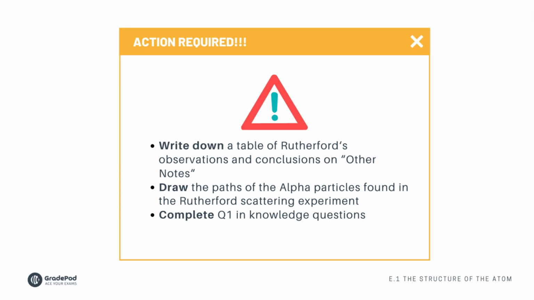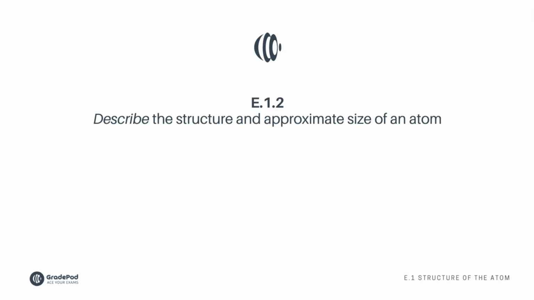Next, go to the common diagram section of your revision note template and draw the paths of the alpha particles that were observed in Rutherford's scattering experiment. Finally, complete question 1 in knowledge questions.